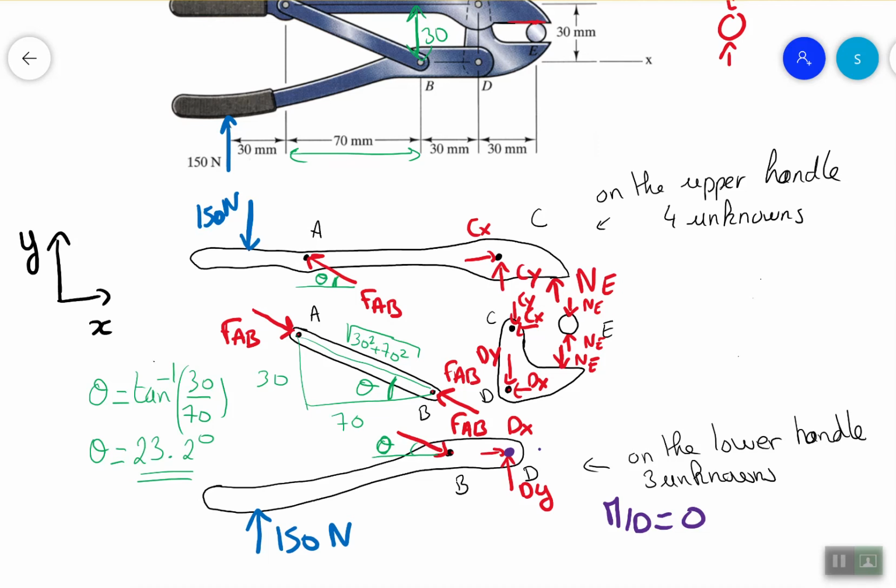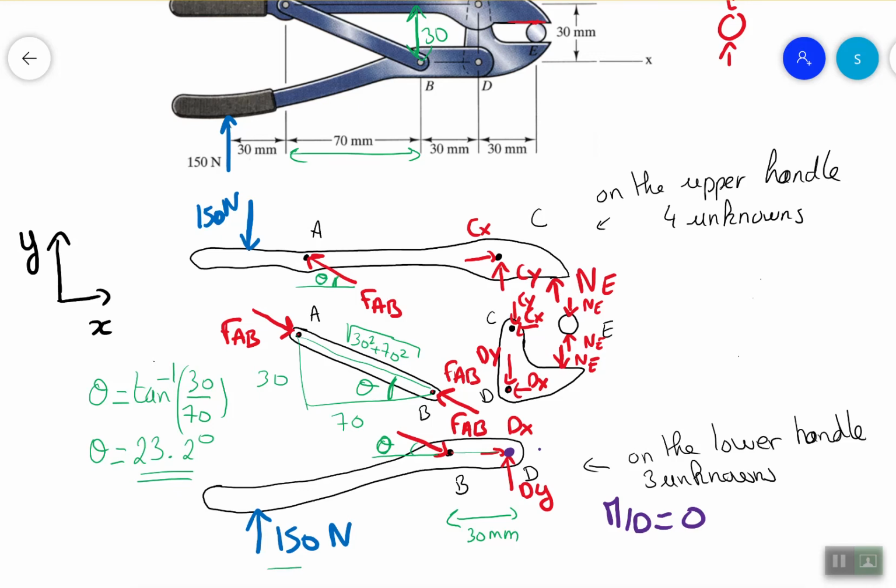But we need more dimensions. So let's look at the dimension that we miss. We are missing the dimensions between D and B. That is 30 millimeters. B and D are on the same level. They are horizontal. So we don't need any vertical distance.